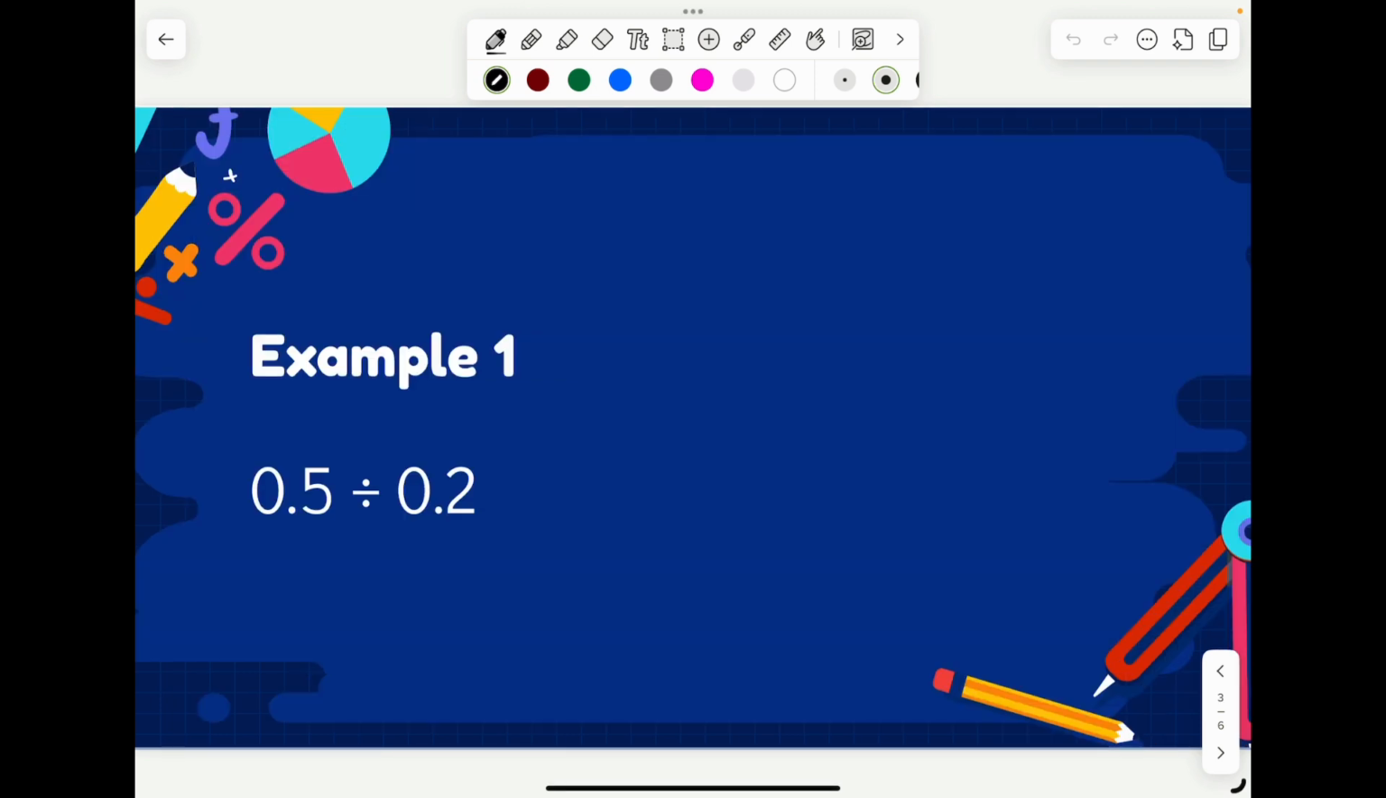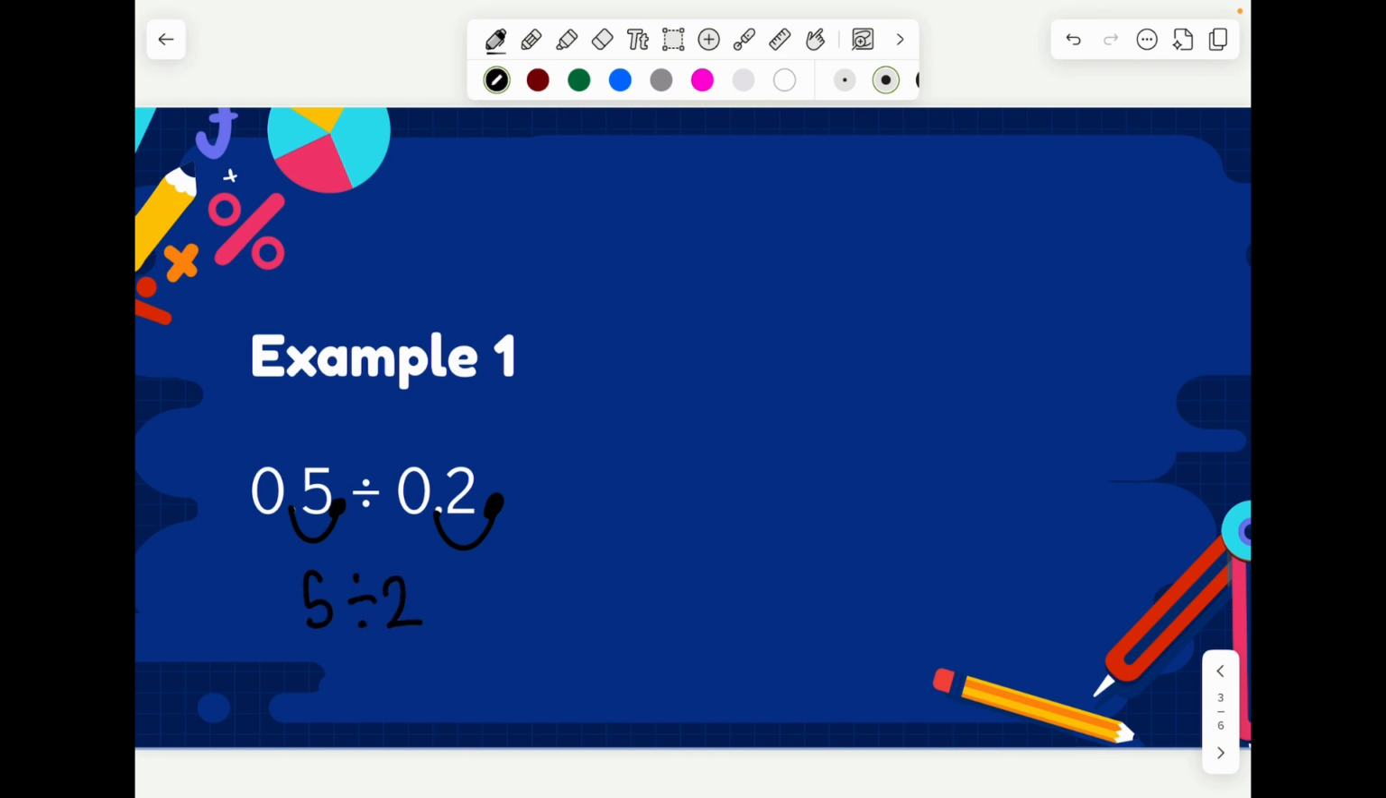So here we have 0.5 divided by 0.2. Our first step is to move the decimal points. So it turns out in the division problem, we can actually move the decimal points if we move them the same amount of places. So if we move this decimal point one place here, we can move this one also by one place, meaning that this is just 5 divided by 2.